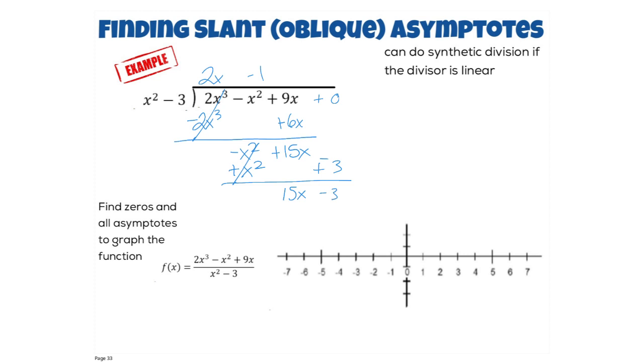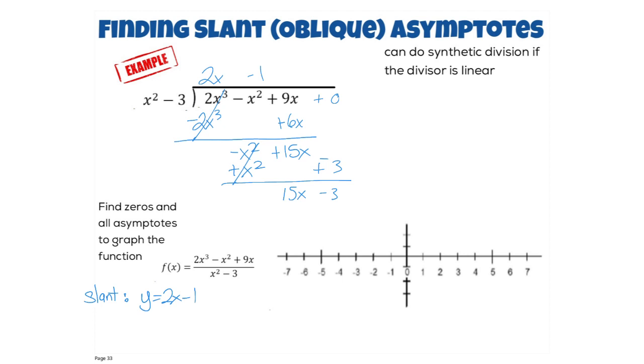At the point where this power here is lower than the power here, that means you're done doing division. You've got your remainder right here, which I'm going to ignore. But this right here creates my slant asymptote. So I'm going to have a slant asymptote, and I'm going to write this down here. It's going to be y equals 2x minus 1.